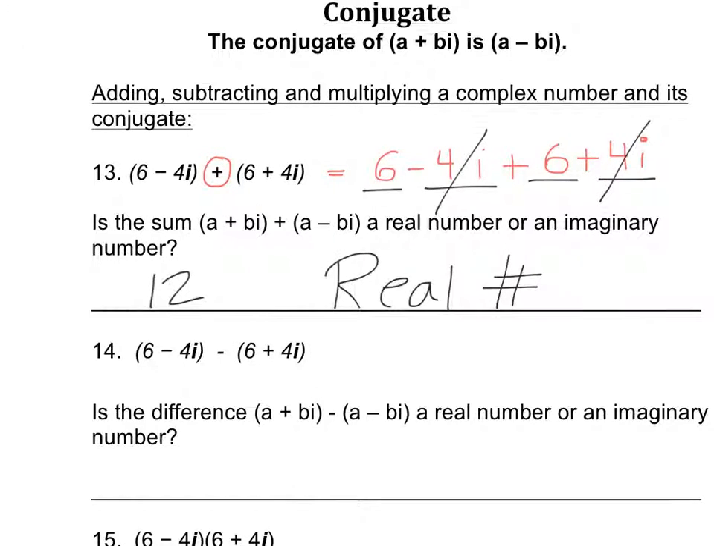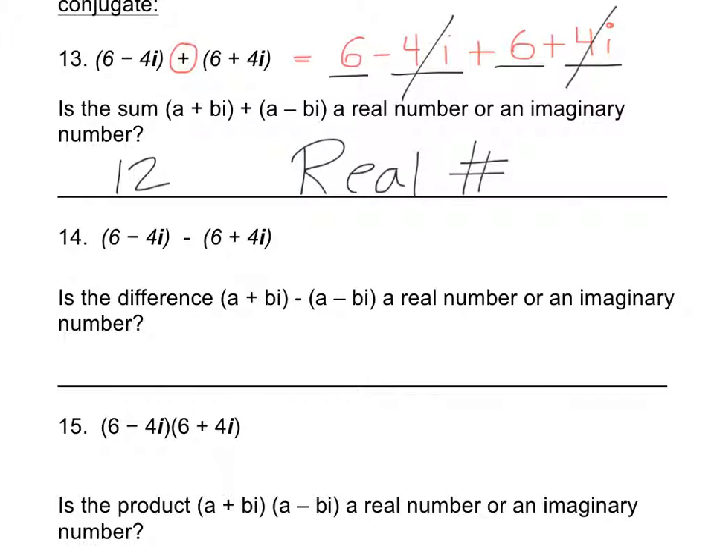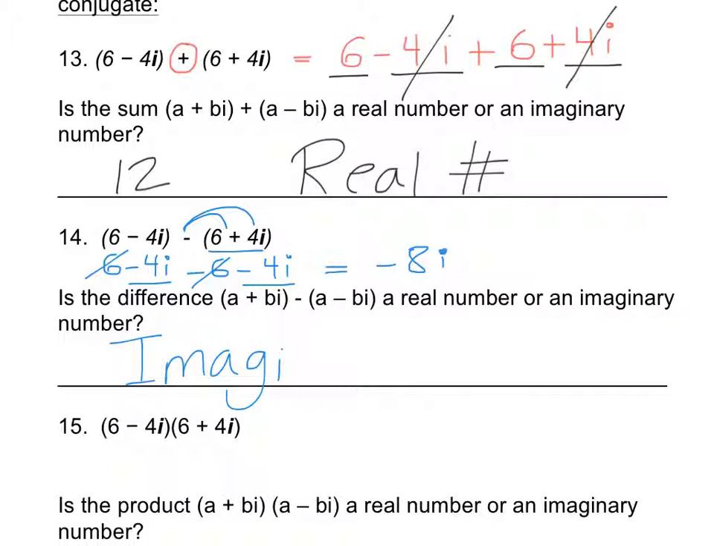Now what if you subtract them? Remember, since this is subtraction, I need to distribute. So I'm going to copy the first one down, and I'm going to change the sign of the second one. And now let's combine like terms. 6 and minus 6, that will cancel out. Negative 4i and negative 4i, that's a negative 8i. So that's an imaginary number. So when I subtract a complex number and its conjugate, I will end up with an imaginary number. The real numbers will cancel out.